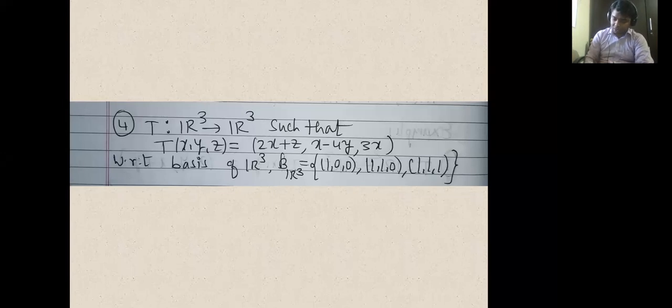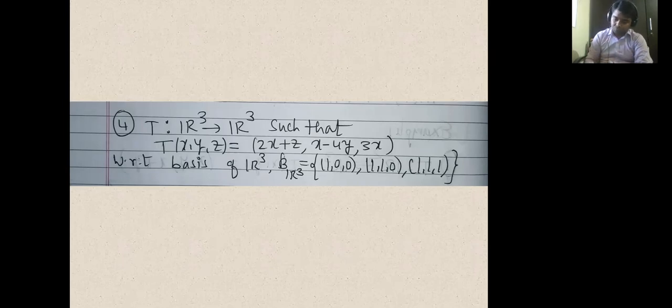So B of R3 we have taken as (1, 0, 0), (0, 1, 0)... Yeah, that is different. So B of R3 we have taken as (1, 0, 0), (1, 1, 0), (1, 1, 1). With respect to this basis, we have to find the matrix. So we will apply our steps.